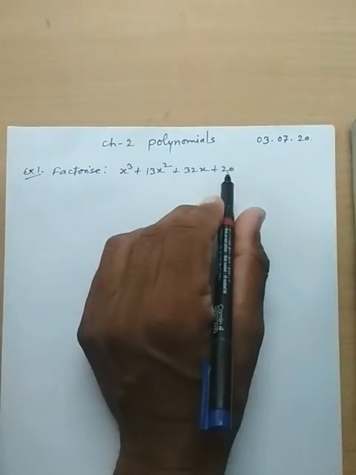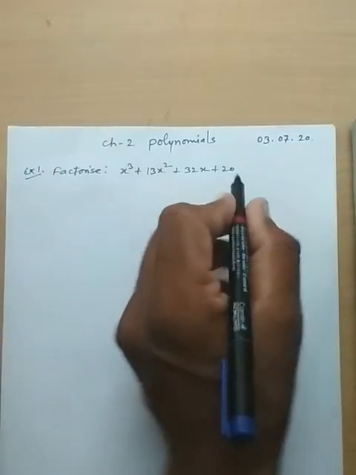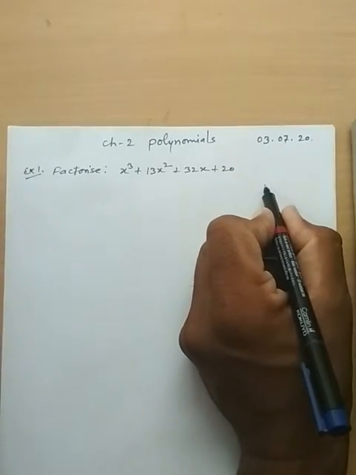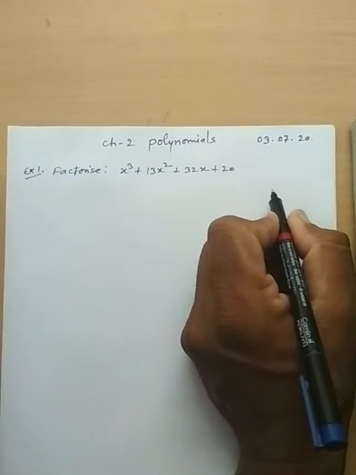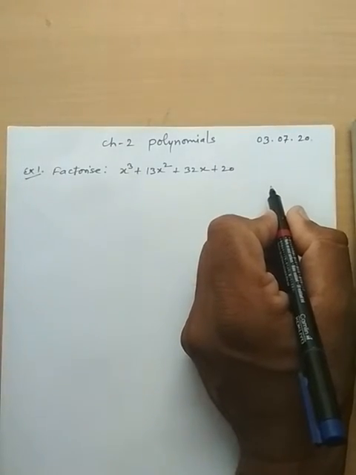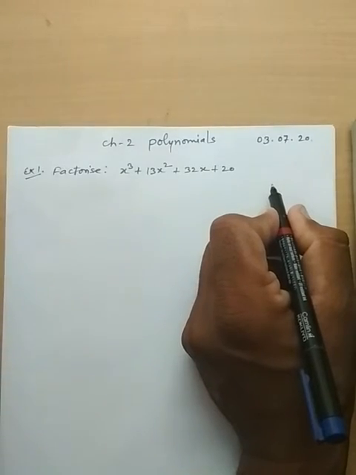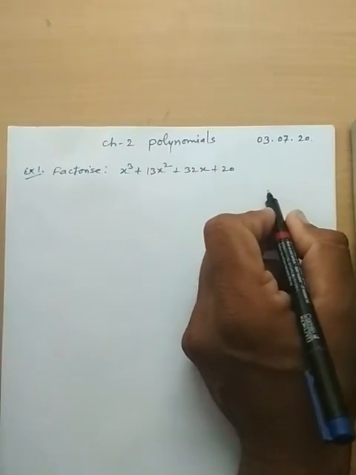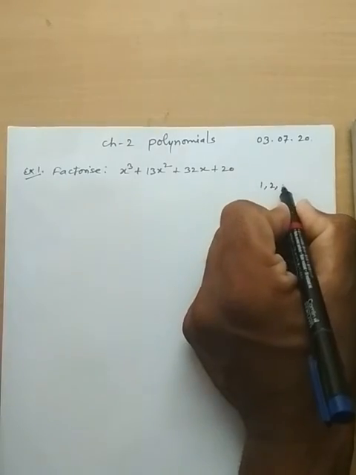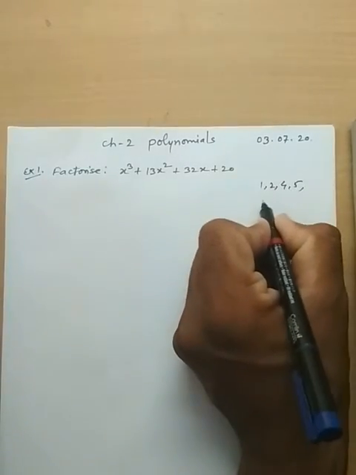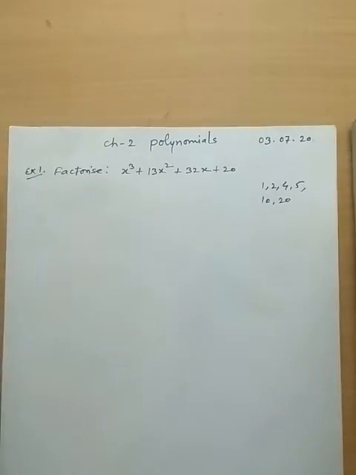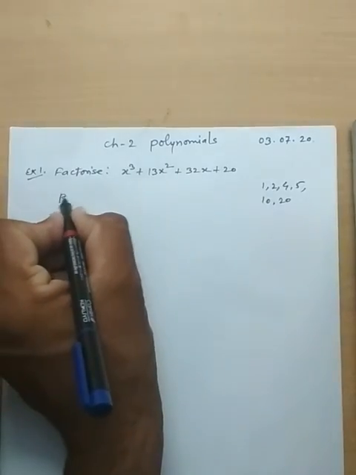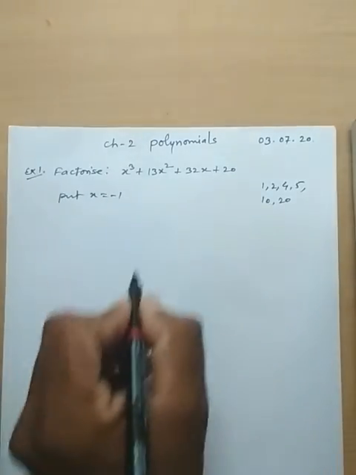plus 32x plus 20. So first of all, the constant term is 20, and the factors of 20 are 1, 2, 4, 5, 10 and 20. So we can take all the factors 1, 2, 4, 5, 10 and 20 with plus and minus signs, and find one zero of this polynomial. So first of all, put x equal to minus 1.